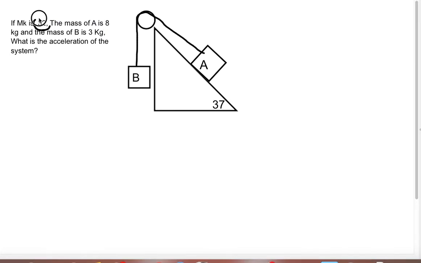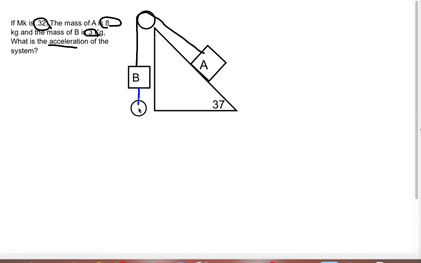We're given a coefficient of friction. We're given the mass of A and the mass of B, and we're asked for what is the acceleration of the system. So first we're going to start drawing the forces that we have on this system.